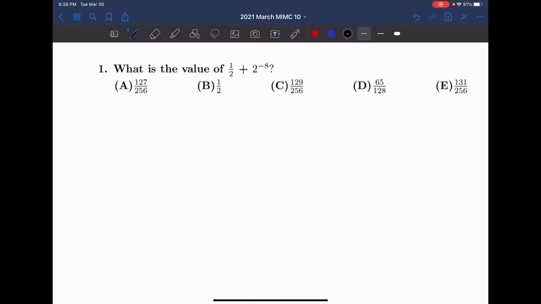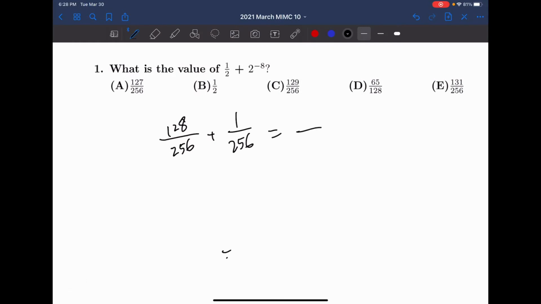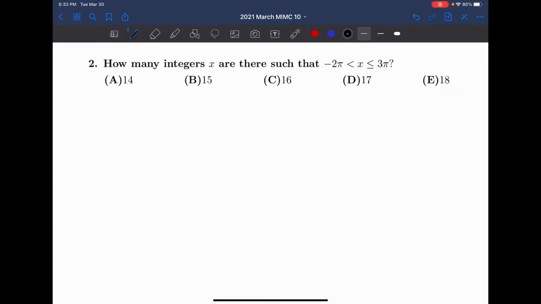Number 1 is relatively easy. We can just convert 1/2 to be 128 over 256, plus 1 over 256. Remember 2 to the 8th is 256, and the inverse of that gives us the answer 256 over 129, which is the answer choice C. So let's proceed with number 2.